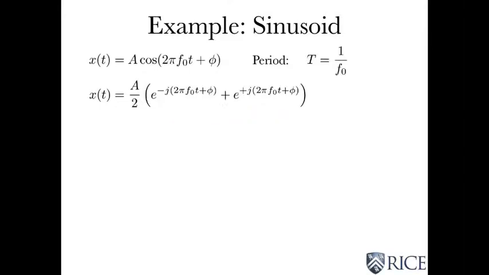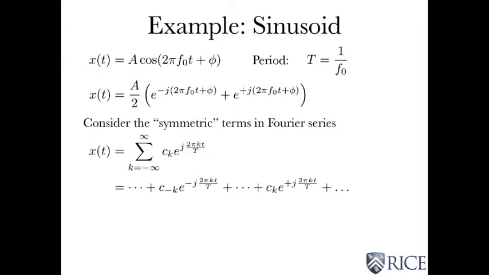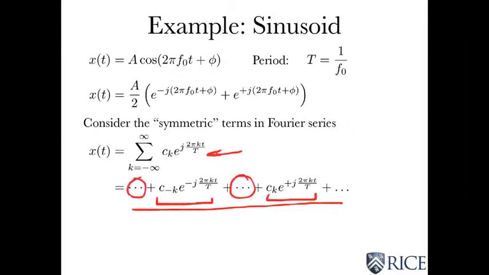Well, let's look at the Fourier series and consider what I call the symmetric terms. So here's the Fourier series, and I'm just writing it out. And I'm going to pick up the minus kth and the kth terms here and not worry about the other ones. So this is what I mean by symmetry. I'm picking up the terms where the harmonic numbers are negatives of each other.